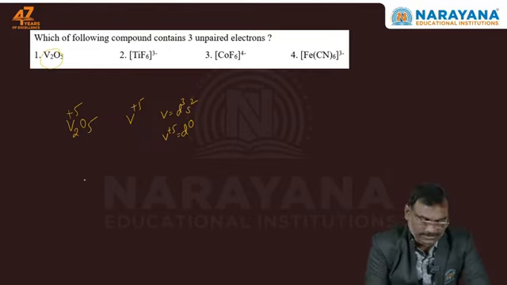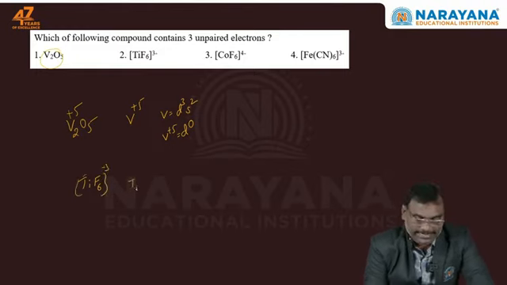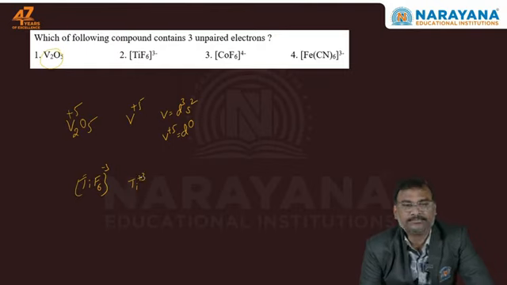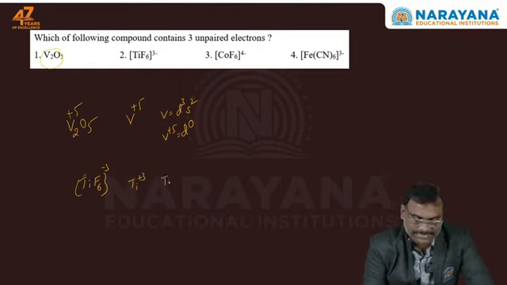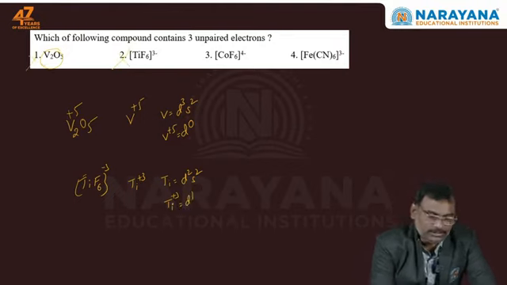Take the second option, TiF6 3-. Here, the titanium charge is +3. Scandium, titanium, that is 3d2 4s2. Titanium +3 has 1 unpaired electron. Therefore, option 2 is also not correct.